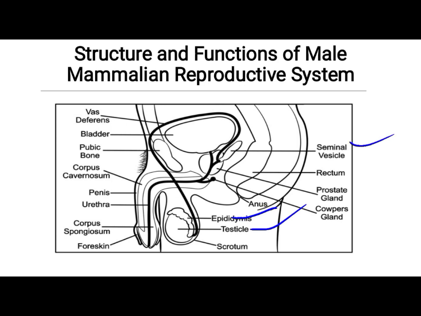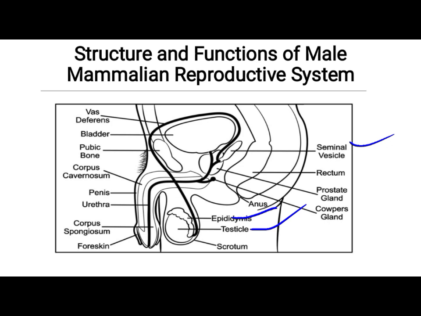So what is the function of the seminal vesicle? The seminal vesicle is a small sac where sperms are stored. The sperm are stored there, and of course, it will also help to secrete seminal fluid. The seminal vesicle secretes seminal fluid, and the seminal fluid that is secreted contains fructose. So the fructose will provide energy for the sperm to be able to swim.